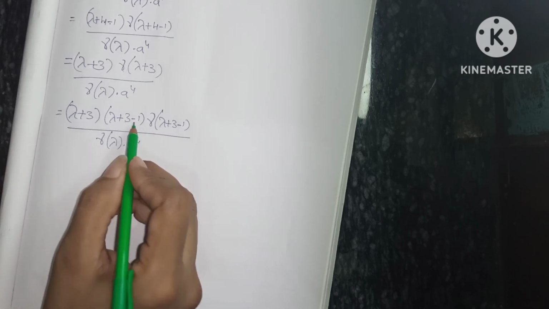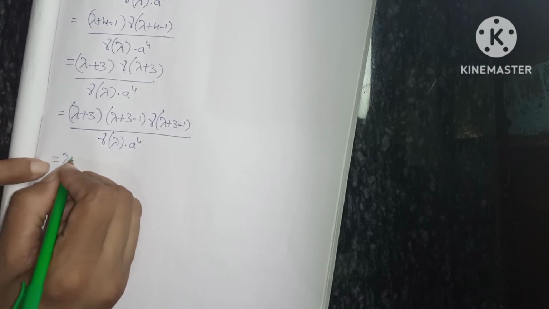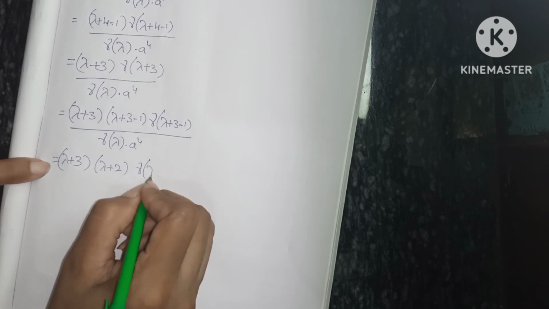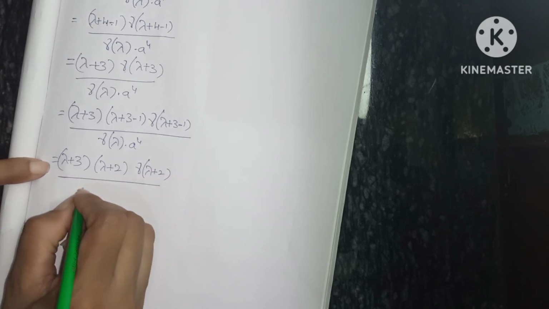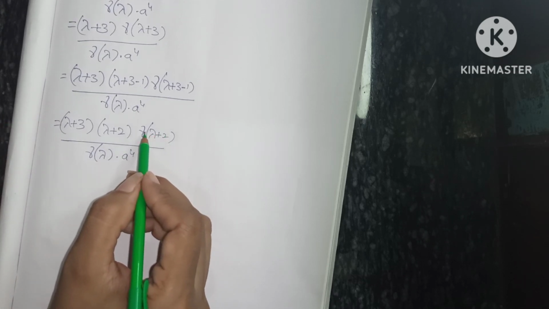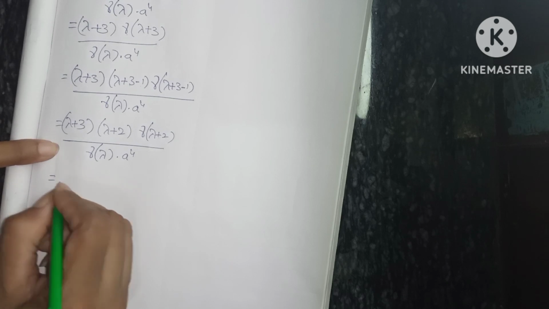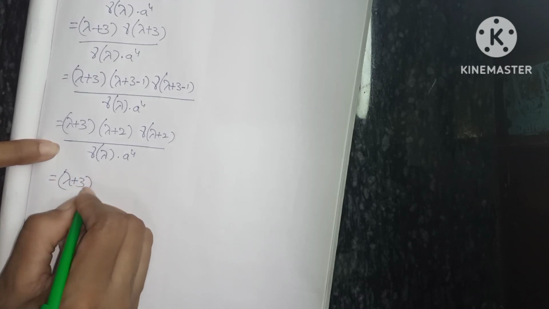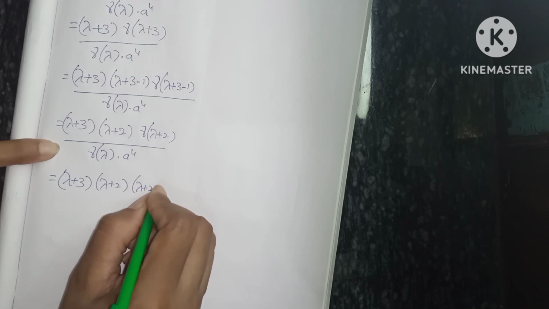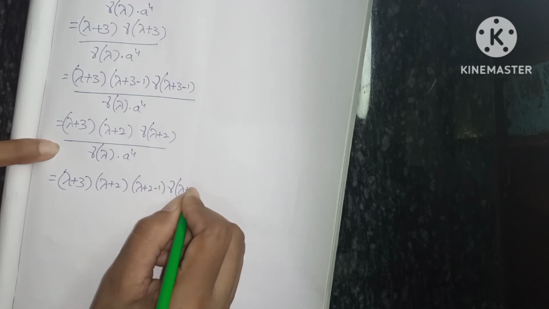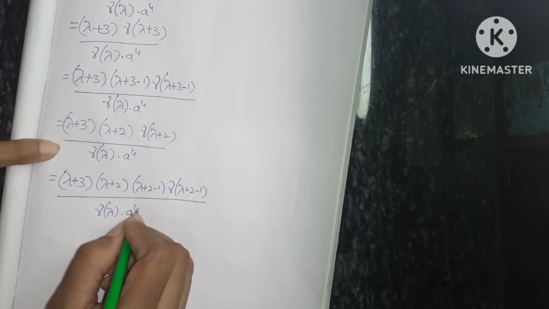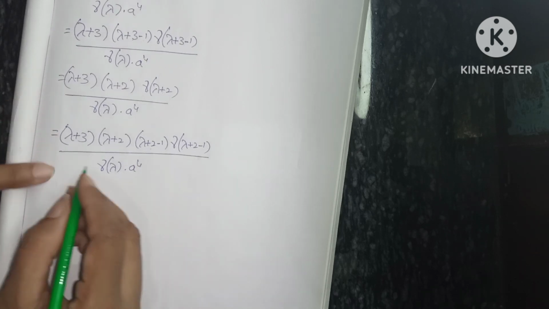So 3 minus 1 is nothing but 2. So (lambda + 3)(lambda + 2) gamma(lambda + 2) by gamma(lambda) into a power 4. Again, it is in the form of gamma of lambda. So (lambda + 3)(lambda + 2)(lambda + 2 - 1) gamma(lambda + 2 - 1) by gamma(lambda) into a power 4. So 2 minus 1 is nothing but 1.